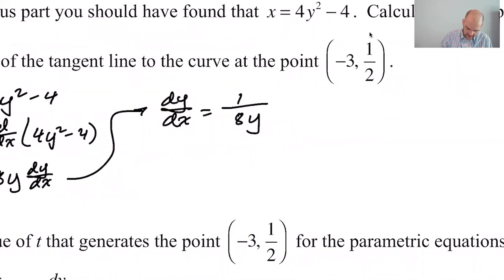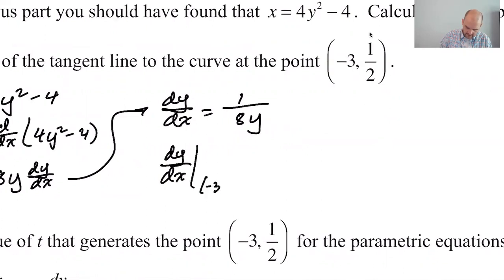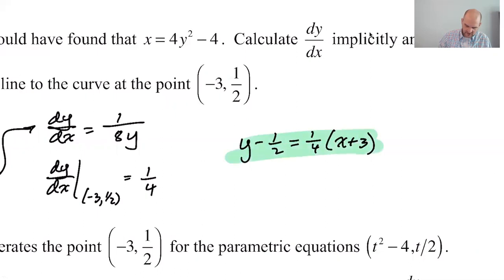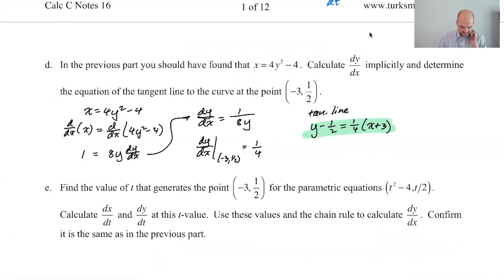So then dy/dx, I'm going to evaluate at the full ordered pair (-3, 1/2). That is going to give me 1/4 because y is equal to 1/2. And then I want the tangent line. So the tangent line is going to be y minus 1/2 equals 1/4 times (x plus 3). All right, so that's my tangent line. I should label it tangent line. You've got to make your work look how you'd want someone else's work to look. So there we go. That's our tangent line.